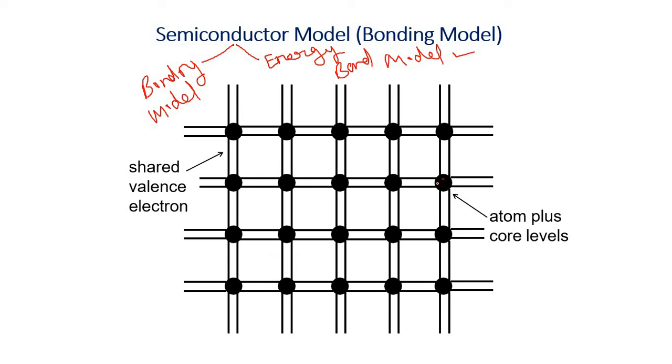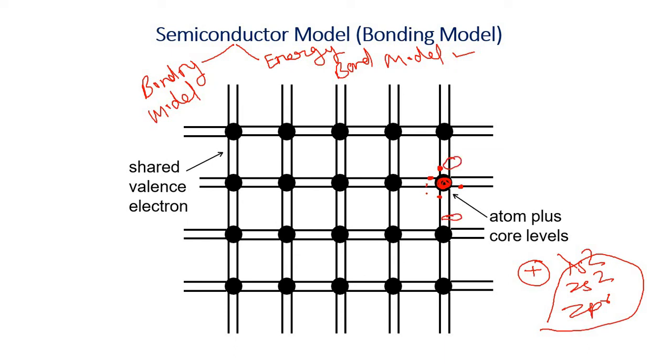So this atom is represented as the atom plus 1s2, 2s2 and 2p6 core level electrons. And what are the other electrons? 4 electrons are valence electrons. So 1, 2, 3 and 4. And it is sharing 4 electrons from neighboring atoms. So how many electrons is it feeling? It has 8, so it can be stable. That's the reason they are doing covalent bonding.